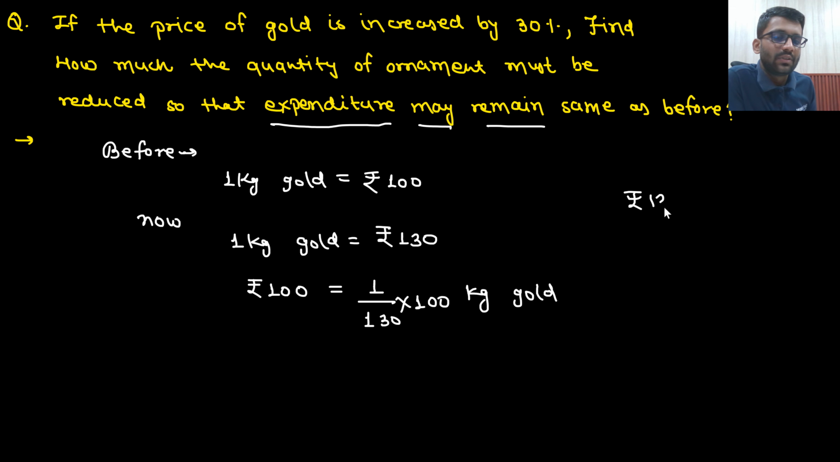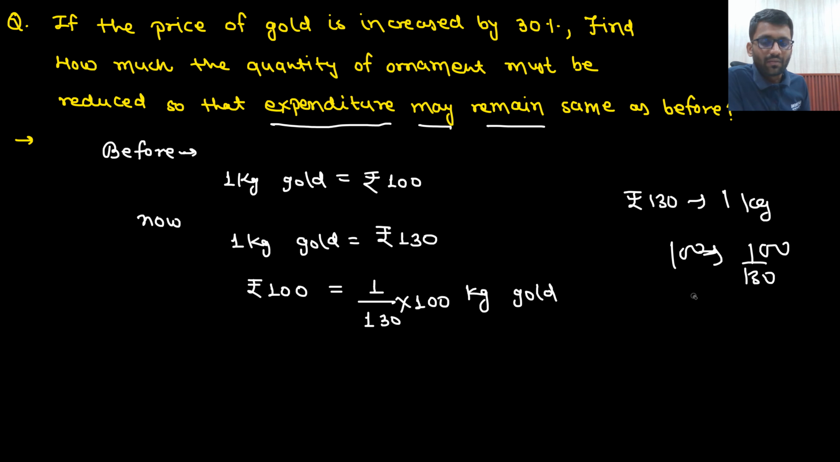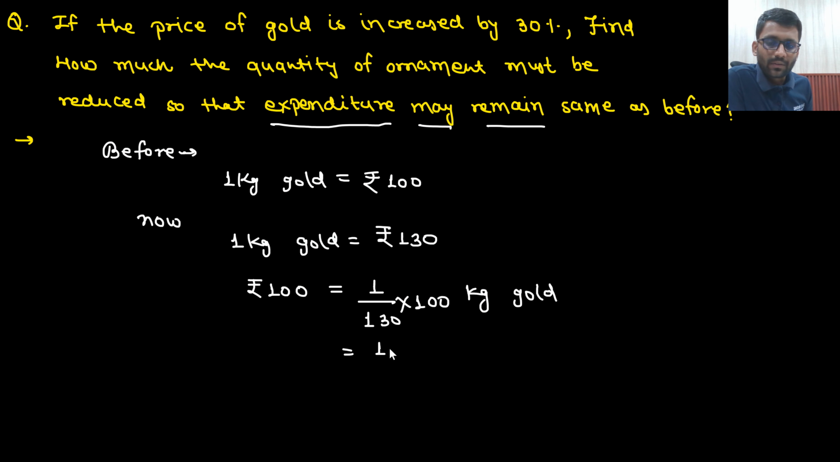Basically, in 130 rupees, you are getting 1 kg. In 1 rupee, how much you will get? 1 by 130. In 100 rupees, how much you will get? Into 100. So 100 by 130 kg gold you are getting. So 100 by 130, you can do, okay, 10 by 13 kg gold I am getting.